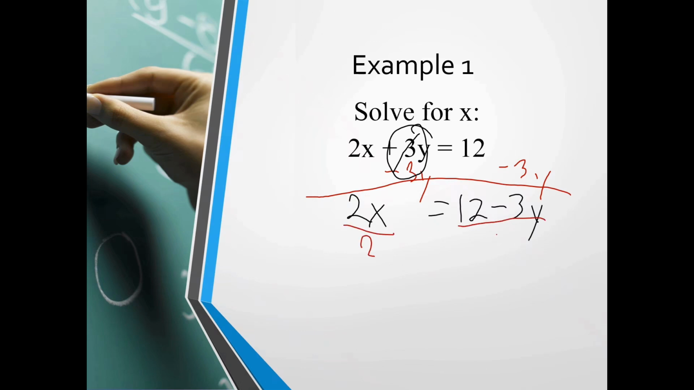So 2 divided by 2 is going to be 1. So we have x is equal to 12 divided by 2 is 6, minus, since 3 can't be divided by 2, we have 3 over 2y. So our final answer would be x is equal to 6 minus 3 divided by 2y.